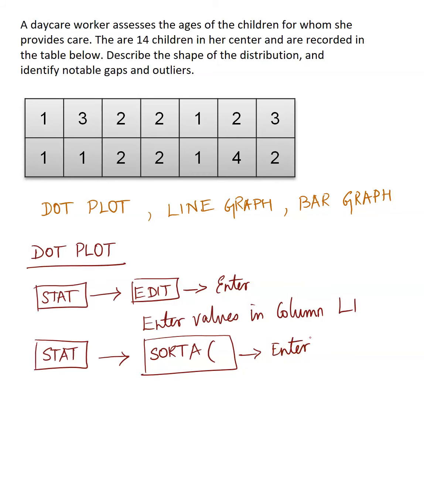you will see that it displays on your screen as sort A, and it opens parentheses like how you see it. So you will have to enter L1. For that you'll have to use the second button and number 1, and then close parentheses. I've written it in blue so that those are the things you will have to type in. And then hit enter. That will modify your list so that it's in ascending order, and then go into your stat again.